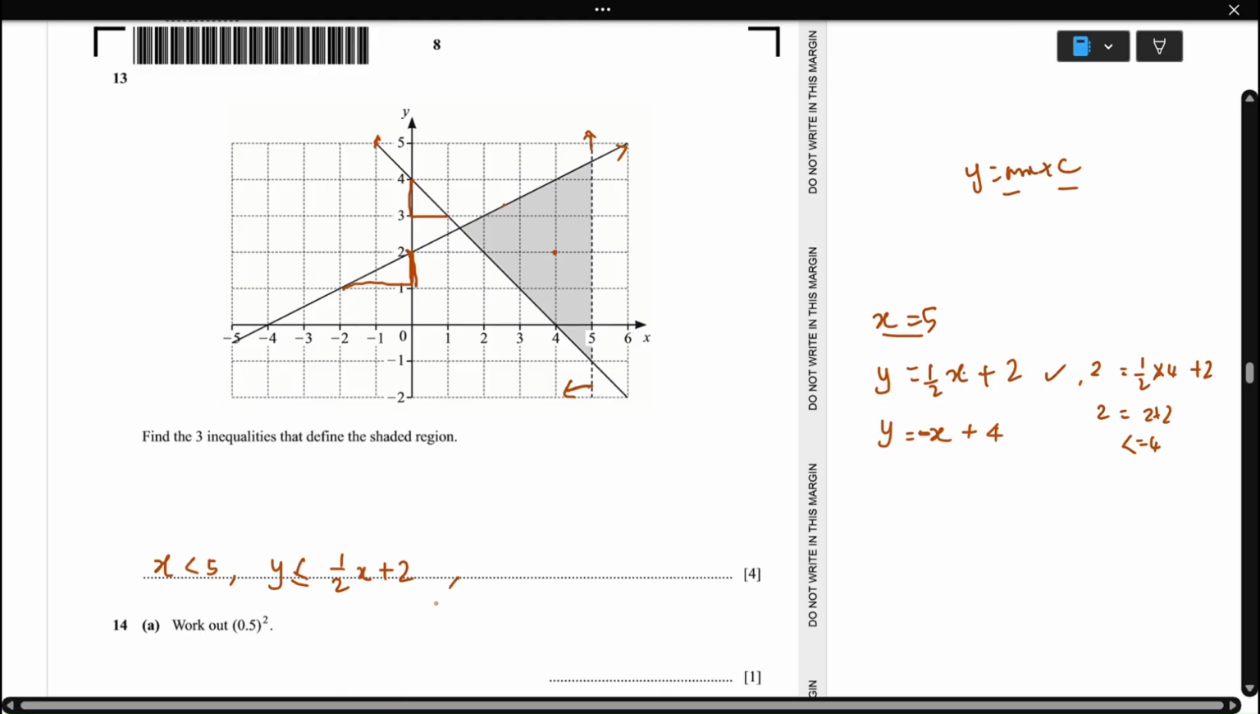The next line I'll find out is this one. Again the same coordinate, which is 4 comma 2. I'll substitute here. When I substitute 4 comma 2, what I'll get, 2 equal to negative 4 plus 4, which is 2 equal to 0.